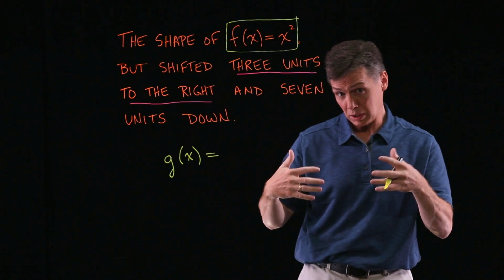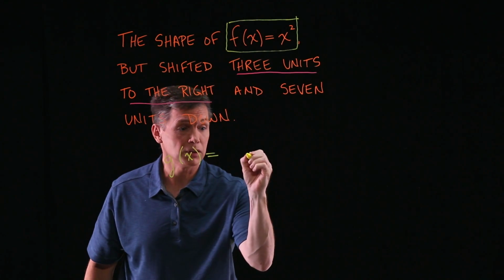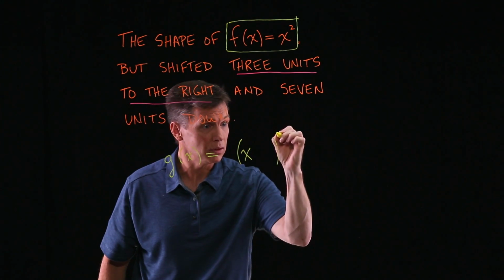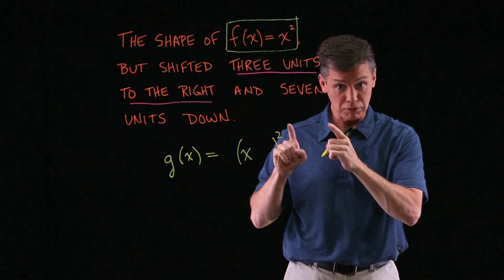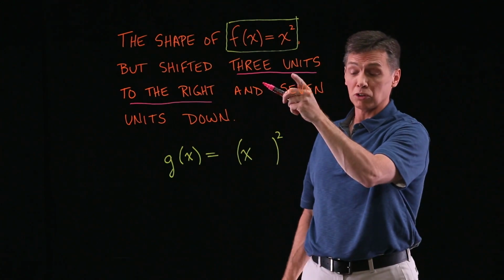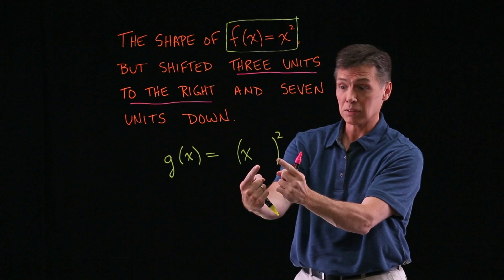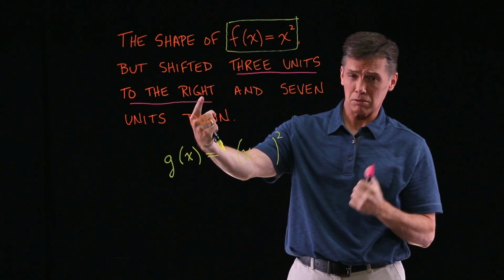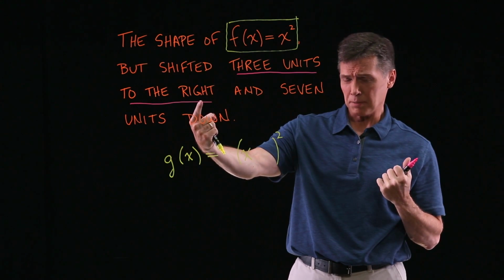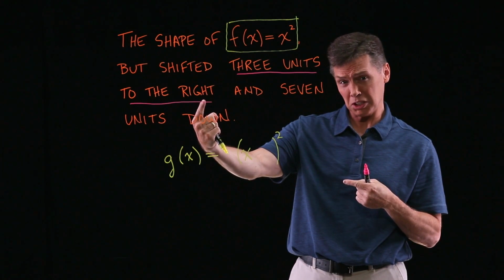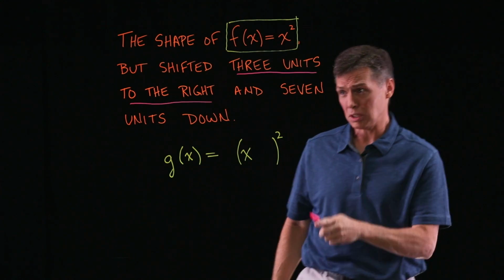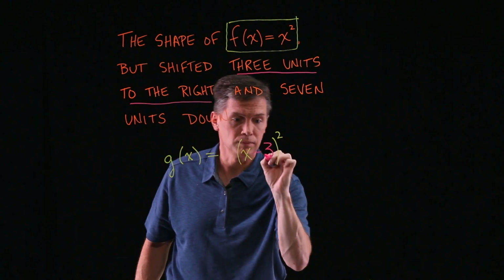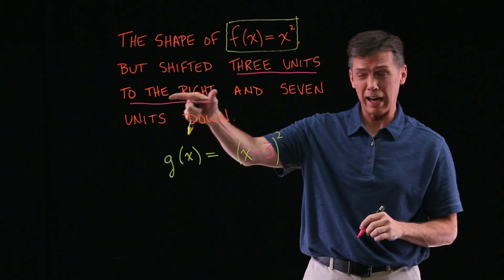Okay, so I know I want something on the inside, so I'll start with x in parentheses squared. That's my parent function. And then this horizontal shift I'm going to represent inside the parentheses. And here's then where you need to remember, shifting to the right, that's actually subtraction. A shift to the left would be addition. So mine is to the right by 3 units. I want to subtract 3. Okay? And I'm done with that shift.